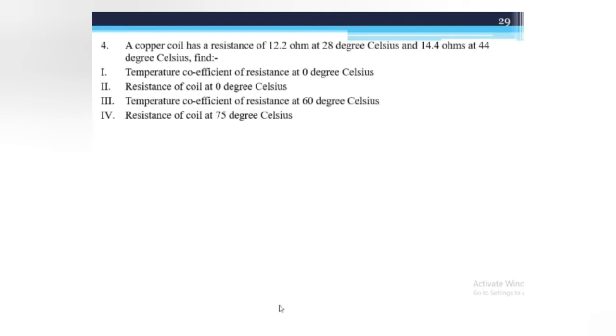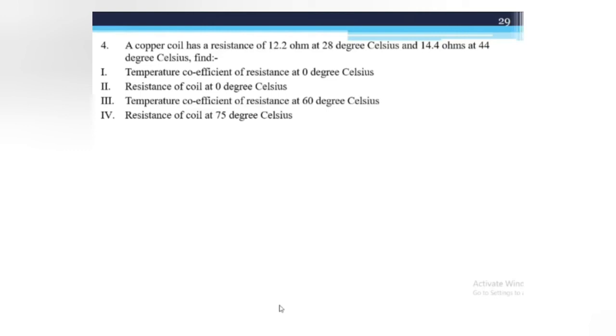A copper coil has a resistance of 12.2 ohm at 28 degrees Celsius and 14.4 ohm at 44 degrees Celsius. Find, first, the temperature coefficient of resistance at 0 degrees Celsius. Second, the temperature of the coil at 0 degrees Celsius. Third, the temperature coefficient of resistance at 60 degrees Celsius. Fourth, the resistance of the coil at 75 degrees Celsius.